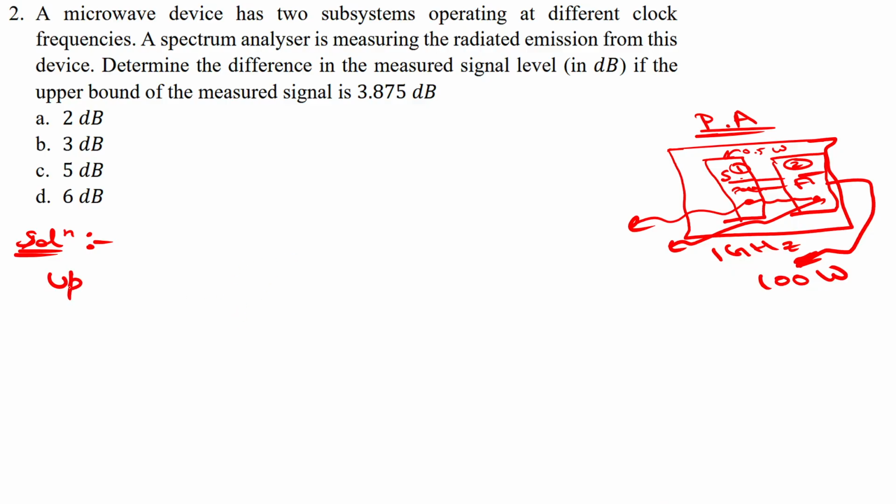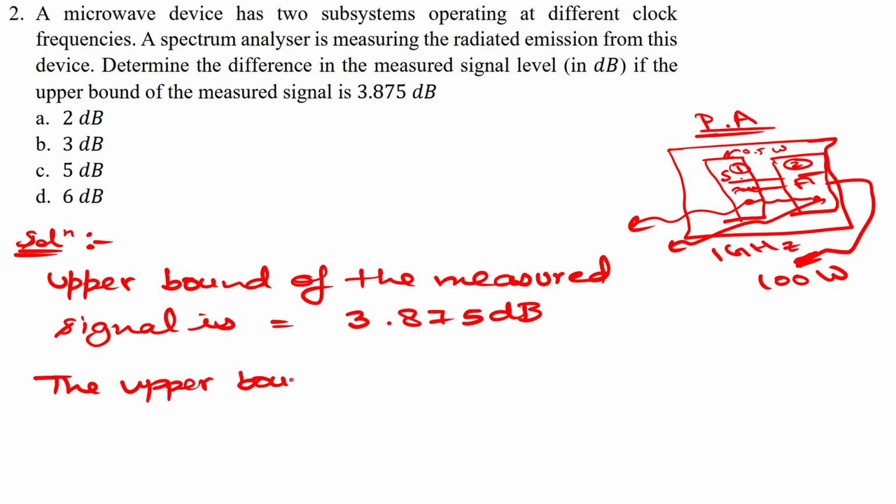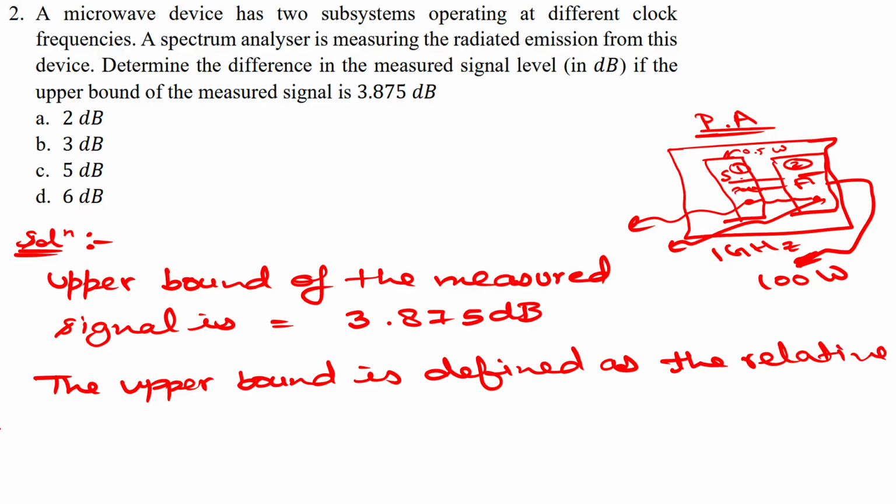So what is given is the upper bound of the measured signal, given as 3.875 decibels. And what is the upper bound? I am going slowly so that you can also solve this if you already know the answer. The upper bound is defined as the relative increase over the larger of the two signals.